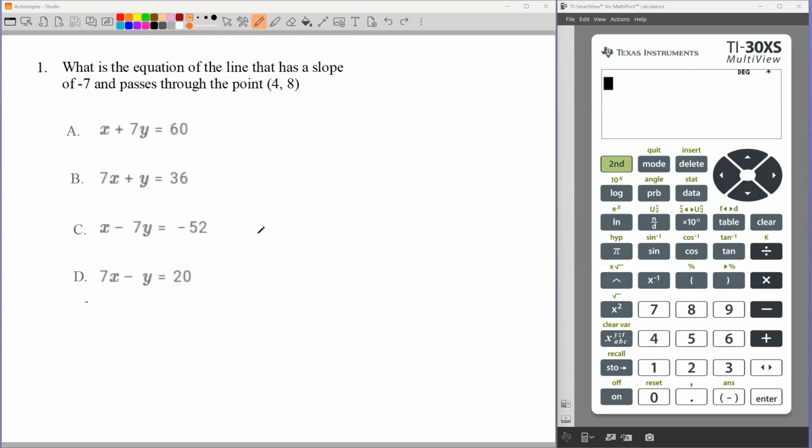In this GED math video, I am going to show you some calculator shortcuts that you can use to do some of the more difficult problems on the GED math test. Now, question number one, I have already done in a previous video, but I did it without the calculator. So let me show you, I think, a quicker way to do it using the calculator. So let's just jump in to question number one.